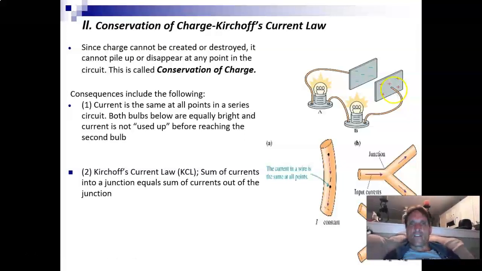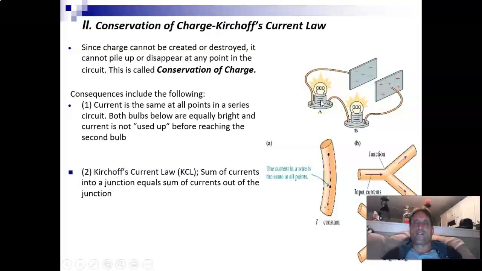Since charge cannot be created or destroyed, it can't pile up or disappear anywhere along these wires. It has to just keep moving. In other words, what comes into the light bulb must come out at the same rate, because charge can't just pile up here. And so one of the consequences is that the current is the same everywhere in this series circuit.